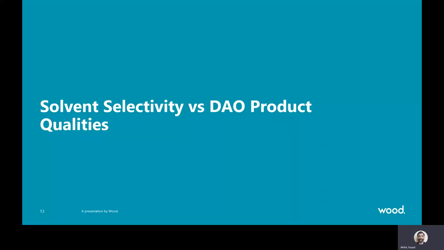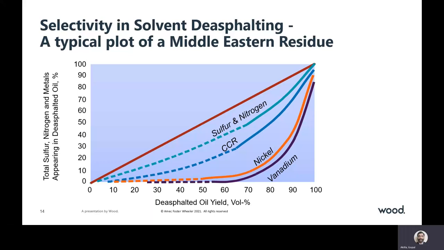Solvent selectivity versus DAO product qualities. So this is a typical chart we see in the literature, a composite plot on a linear graph. The y-axis is the feed contaminant percentages, which include nitrogen, sulfur, CCR, nickel, and vanadium. Sulfur and nitrogen show a somewhat proportional relationship. So as you increase the DAO lift, you see higher percentages of sulfur and nitrogen. Whereas CCR, nickel, and vanadium show more of an inflection. So even though at a higher lift, the metals and CCR pickup is smaller in terms of percentages of the feed.